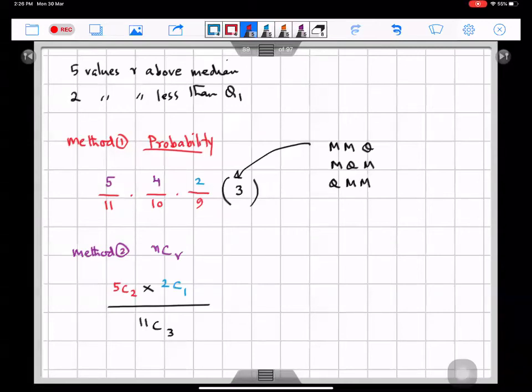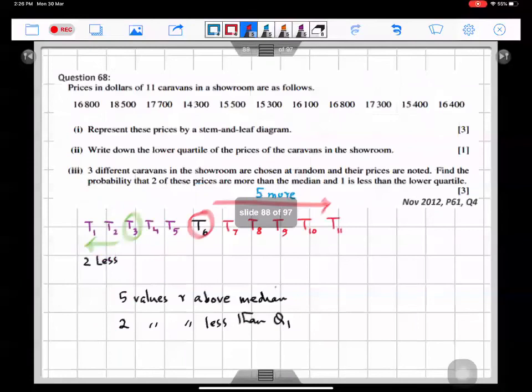Whereas in the combination method, 11C3 refers to choosing 3 without any condition, without restriction. 5C2, out of those 5, you are choosing 2. Out of those 2, you are choosing 1. So that was a tricky part of probability that just sneaked in a stem and leaf diagram and a box plot question.